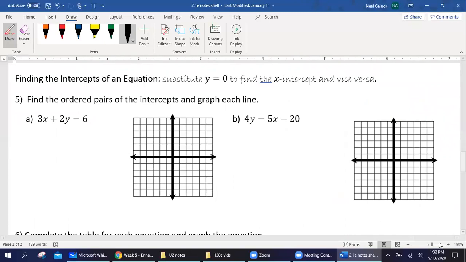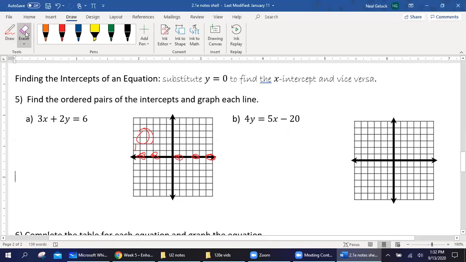Now we're going to get more into the graphing stuff. On number 5, A and B, we're finding the intercepts to graph these lines. Now you've done this before, most likely. Remember, the logic here is if I'm hitting the x-axis, wherever I happen to be hitting the x-axis, that y-coordinate is 0 no matter what. So logically, to find where I hit the x-axis, I'm going to substitute 0 for y.